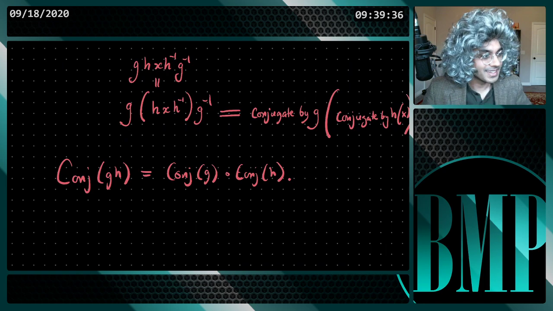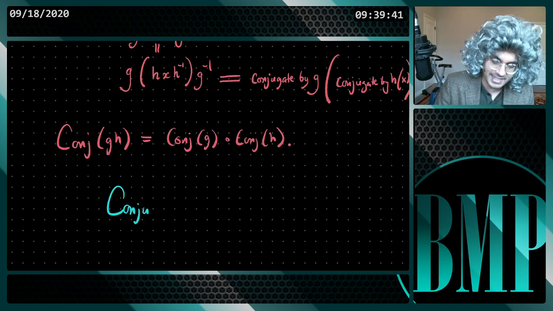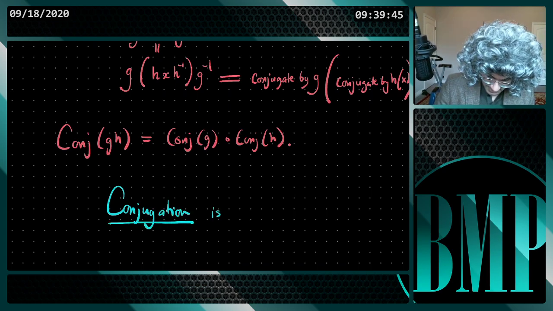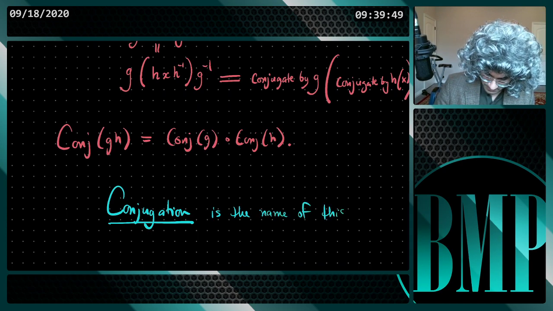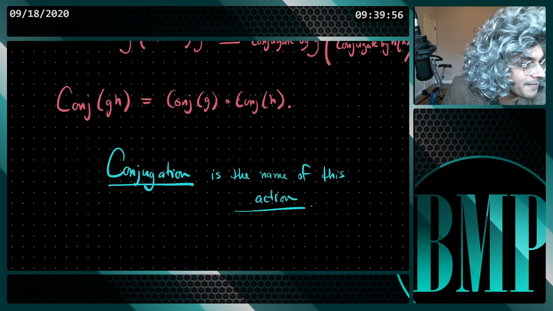All right? So conjugation. Oh, why didn't I give a name? Conjugation is the name of this action. The word is conjugation. Okay?